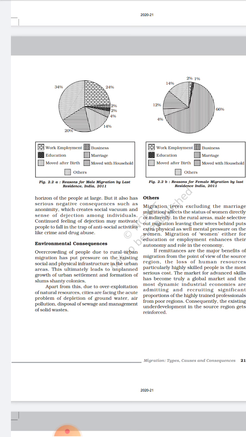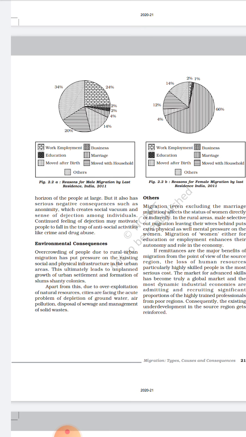And next are the environmental consequences. As you know, overcrowding of people has put pressure on existing social and physical infrastructure in urban areas. This leads to unplanned growth of urban settlements and the formation of slums and shanty colonies. Cities also face acute problems of depletion of groundwater, air pollution, and difficulty in managing sewage and solid waste.